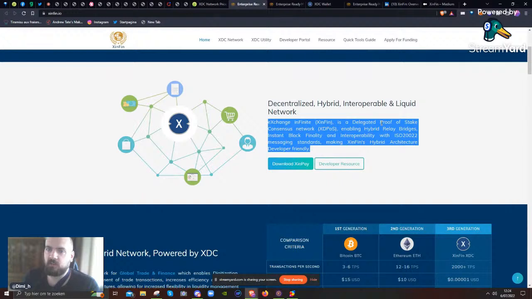Comes back the question, what's delegated proof of stake? Mentioned it earlier. And then what are hybrid relay bridges? What is that ISO 20022? Those are all buzzwords which make it sound impressive and make it sound nice and abstract. But if you're going to look down on it, those are very basic principles and aren't really saying anything.